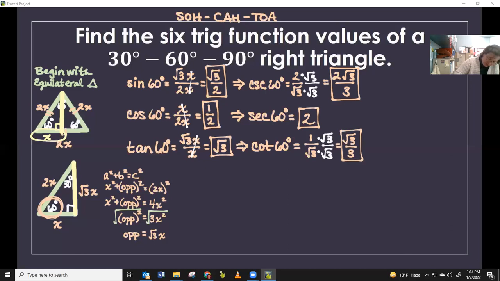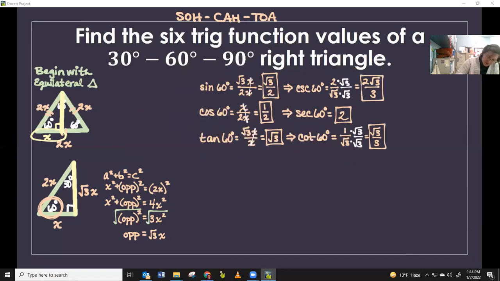When we did the 45, 45, 90 triangle, it didn't matter which acute angle we were standing at. We were going to get the same values for both acute angles. That is not the case here. I have a 60-degree angle, which we just did. But we also have a 30-degree angle. So I want to do the 6 trig functions for the 30-degree angle as well.